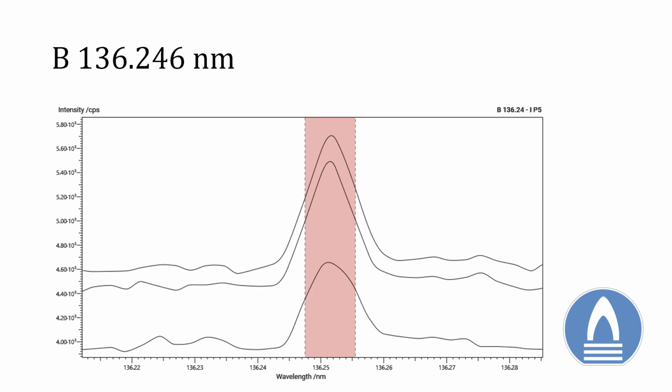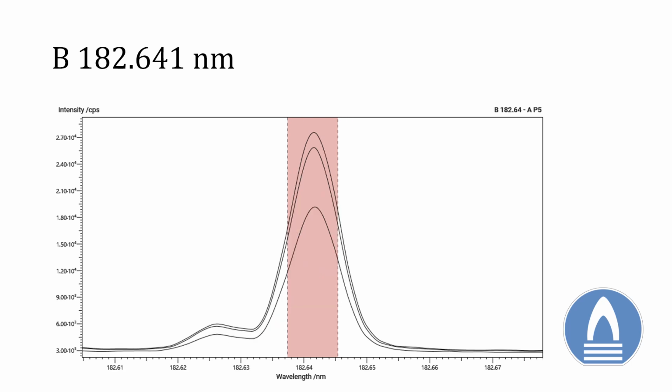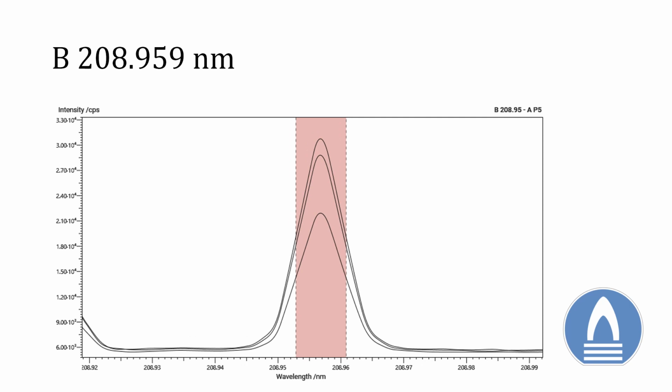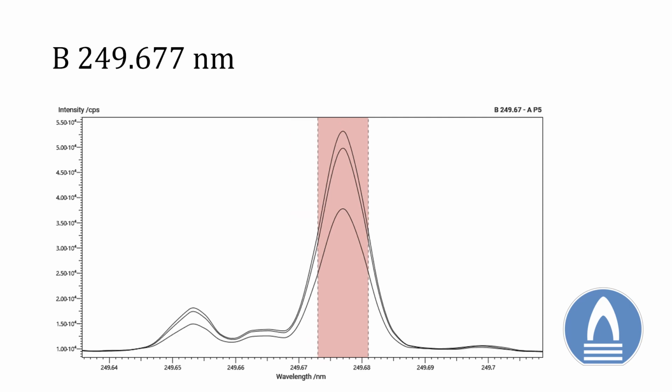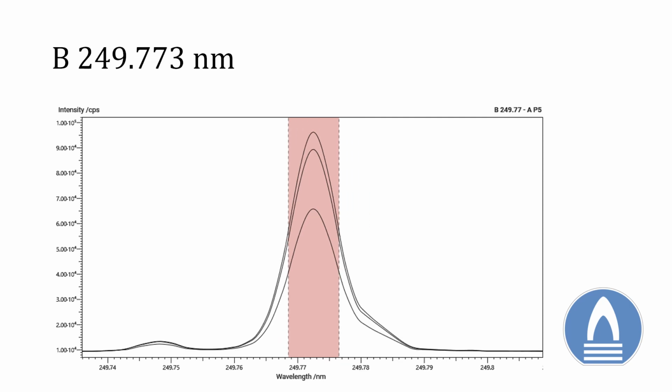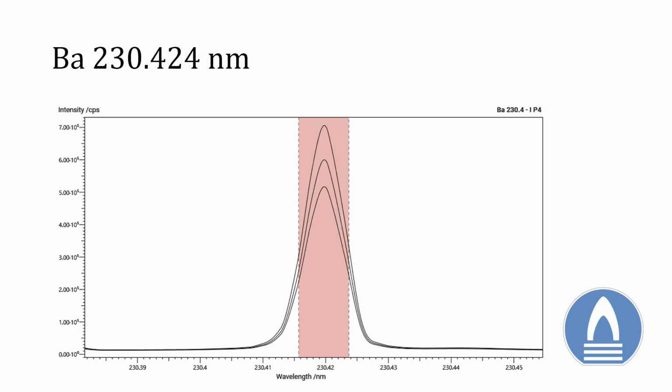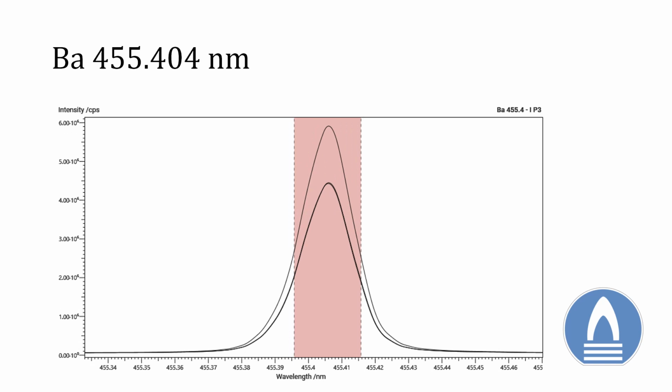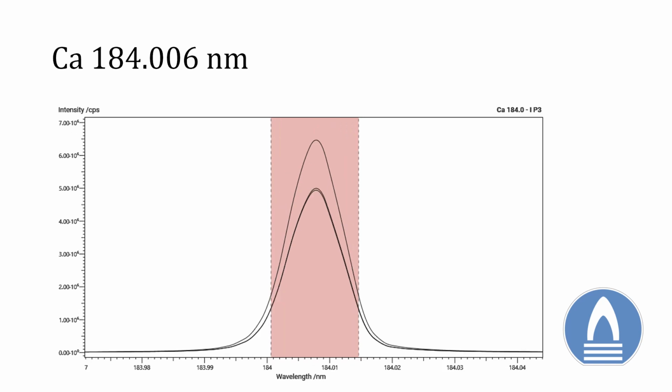So with some of our first analyte lines, boron 136, probably not an emission line that I'll use. This is just for interest really. Boron 182, 208, 249.67 and 249.77. Barium 230, 233 and 455.